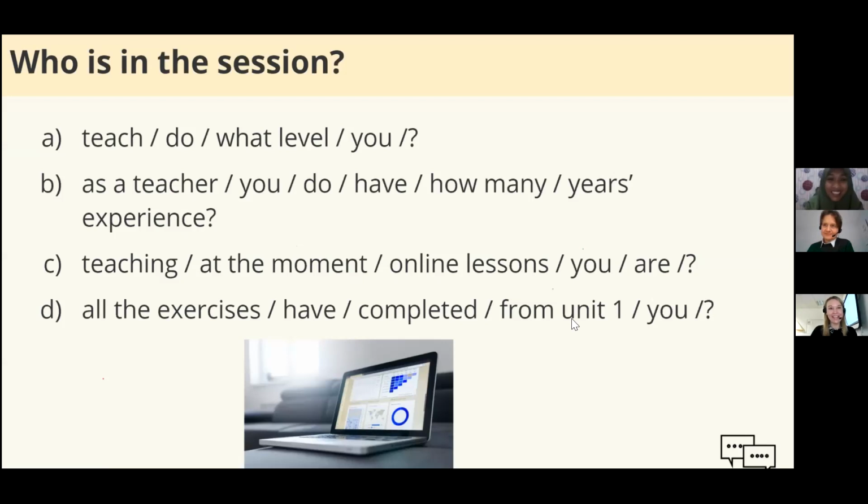Okay, so we've got A. What level do you teach? Is perfect. Now try to do B, C, and D, please. Just give you a few moments to think about it. Good. Okay. Good. So Ismi and Sophia have a question for B.